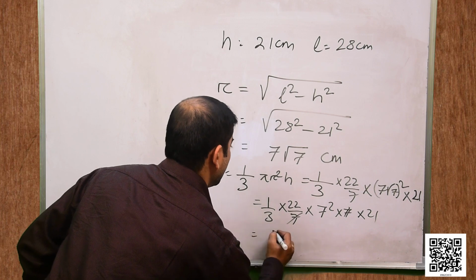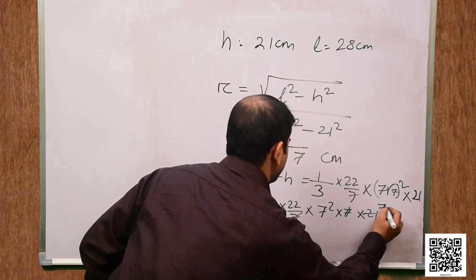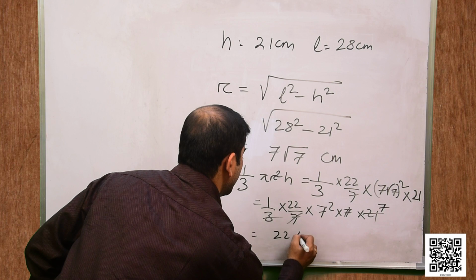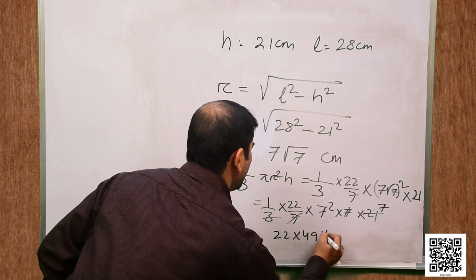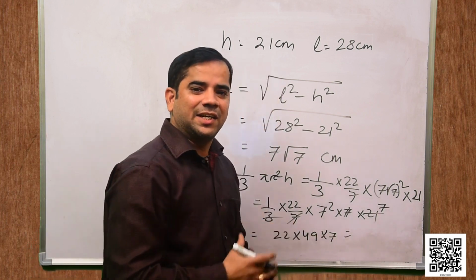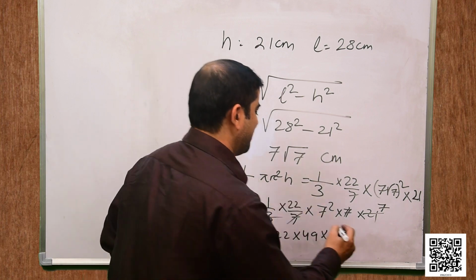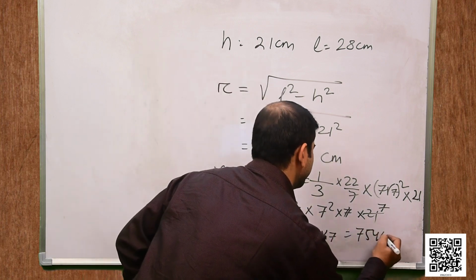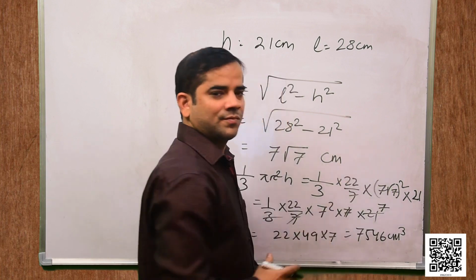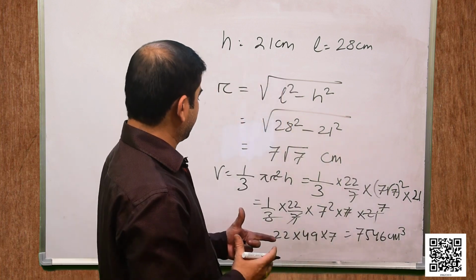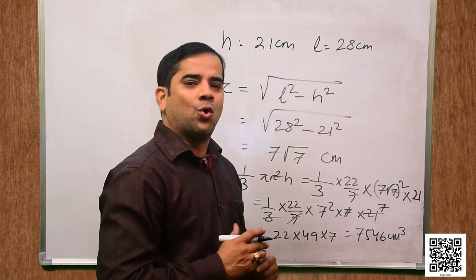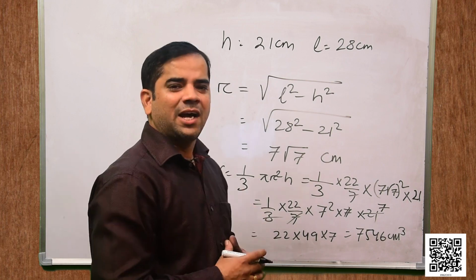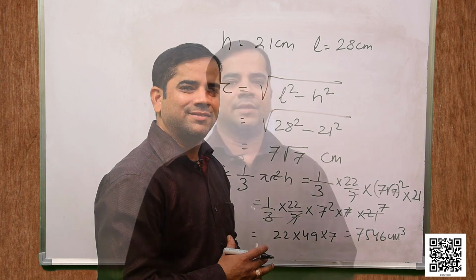So, that is 22 into 49 into 7, and that is equal to 7546 centimeter cube. Okay. So, this is the volume of the cone. Hope you understand the solution for the example.